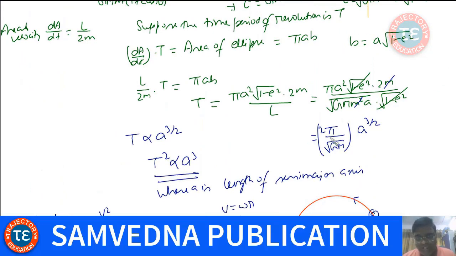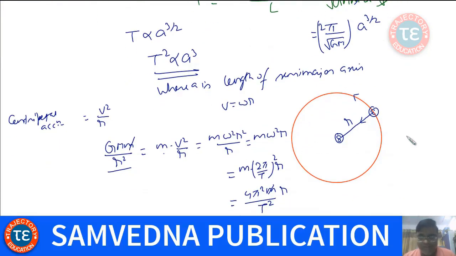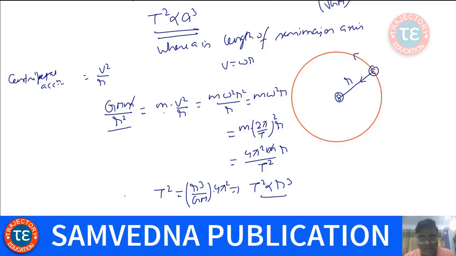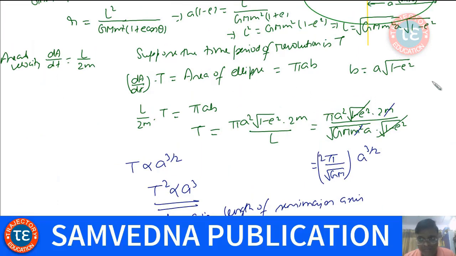This way we have proved it in general for any elliptical orbit, and for a circular orbit it comes directly from the application of Newton's second law. In the case of an elliptical orbit, we can make use of areal velocity, and from there we get the time period, and then we can prove that the time period of revolution squared is directly proportional to the cube of the semi-major axis. This is constant, right? So in this way you can do this proof.